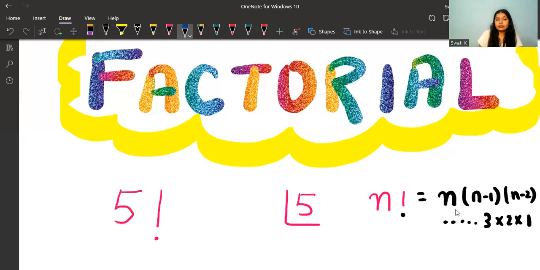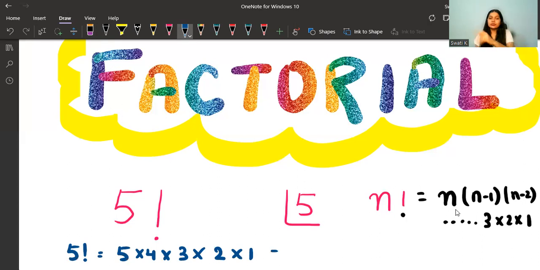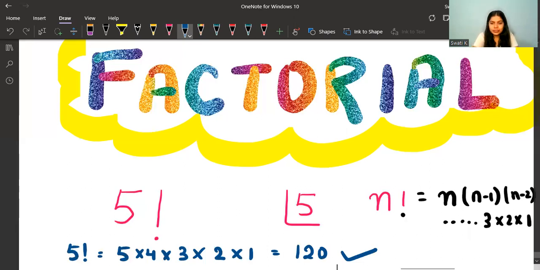For example, you want to find the value of 5 factorial. The answer will be 5, then n minus 1, that is 5 minus 1, so 5 into 4. Then n minus 2, 5 minus 2, that is 3. And then 2. And then 1. So the answer is 5 into 4 into 3 into 2 into 1. Of course, you can simplify this. 5 times 4 is 20, 20 times 3 is 60, 60 times 2 is 120, 120 times 1 is 120. So 120 is the answer. That is how we solve this. It's as simple as that. So let's start with the questions.